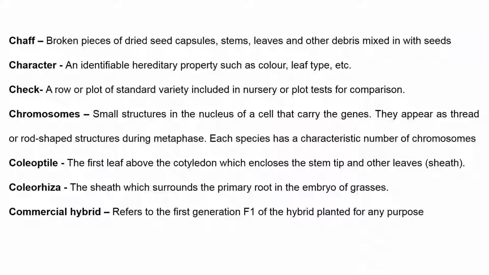Coleoptile, the first leaf above the cotyledon, which encloses the stem tip and other leaves, or sheath, is coleoptile. Coleorhiza is sheath which surrounds the primary root in the embryo of grasses.